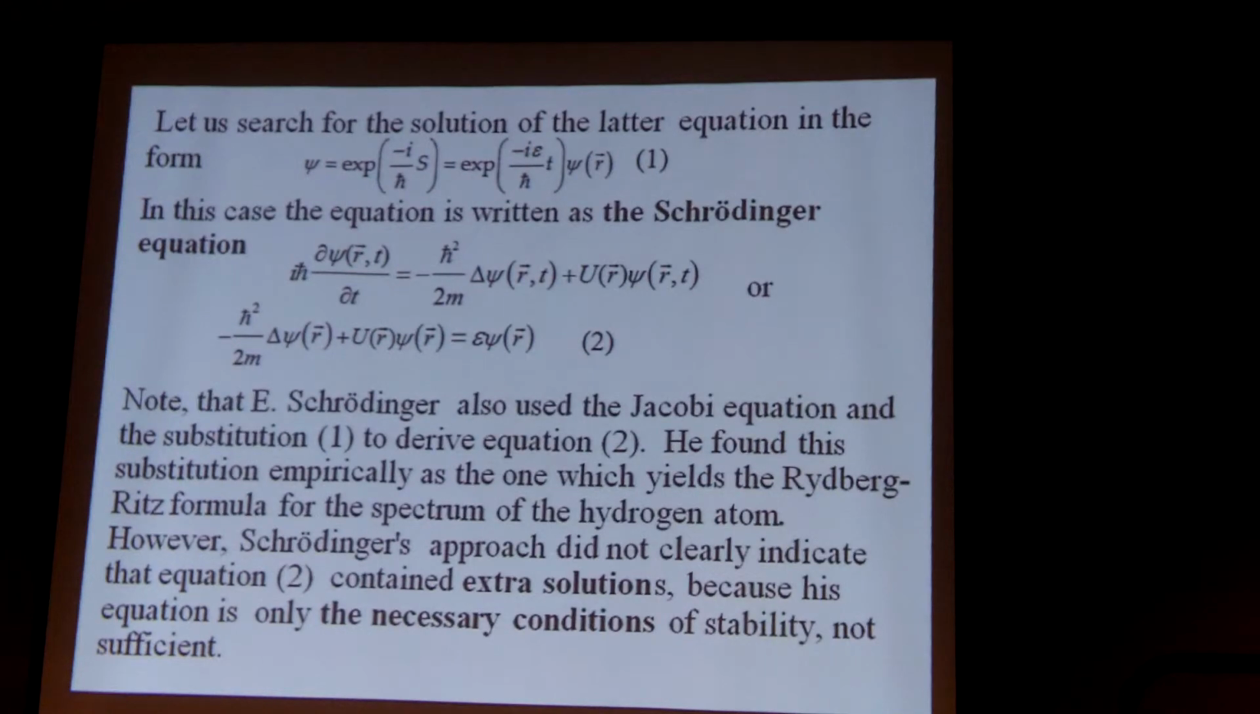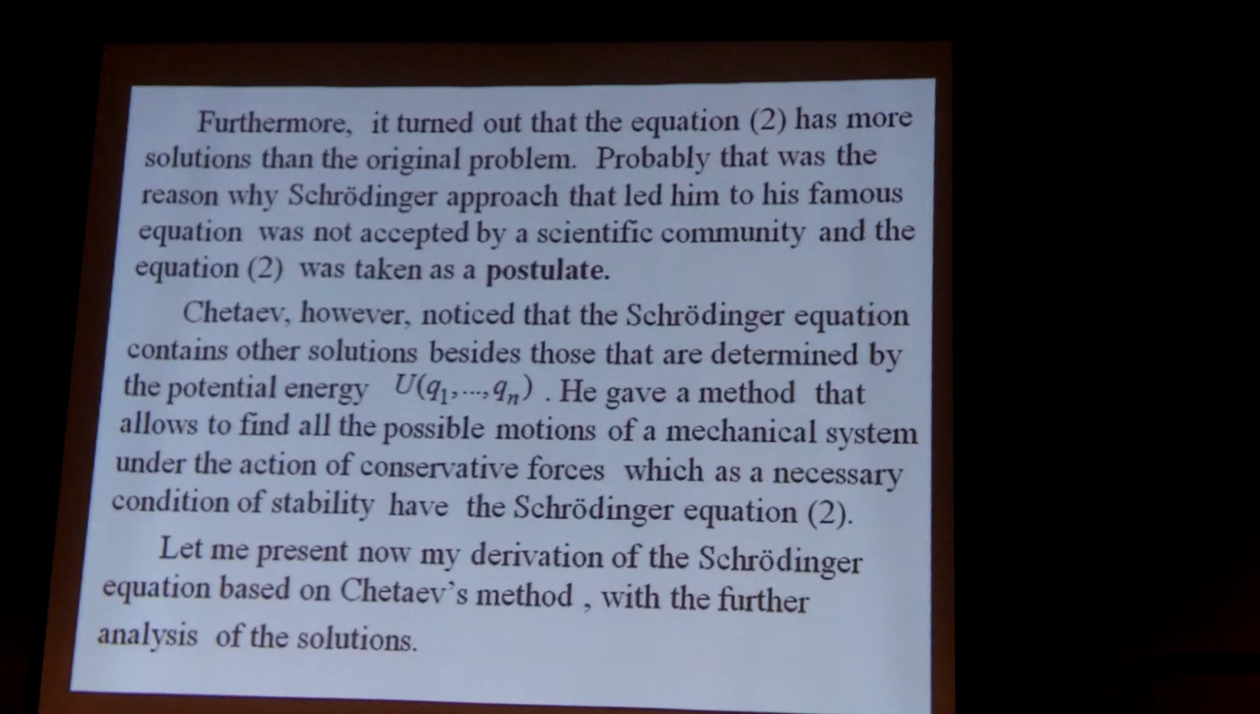You can see. Note that Schrodinger also used the Jacobi equation and the substitution 1 to derive equation 2. He found his substitution empirically as the one which yields the Rydberg-Ritz formula for the spectrum of the hydrogen atom. However, Schrodinger's approach did not clearly indicate that equation 2 contains extra solutions, because this equation is a necessary condition of stability, not sufficient. Furthermore, it turned out that equation 2 has more solutions than the original problem. Probably that was the reason why Schrodinger's approach that led him to his famous equation was not accepted by the scientific community, and equation 2 was taken as a postulate.